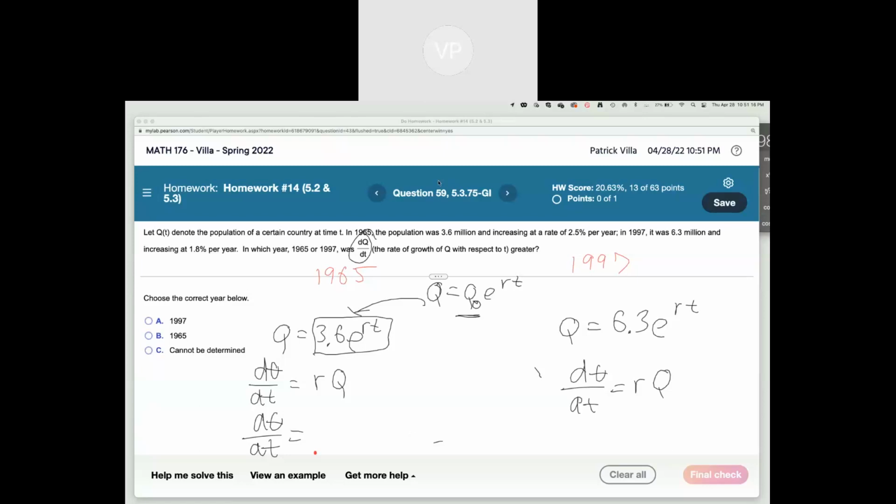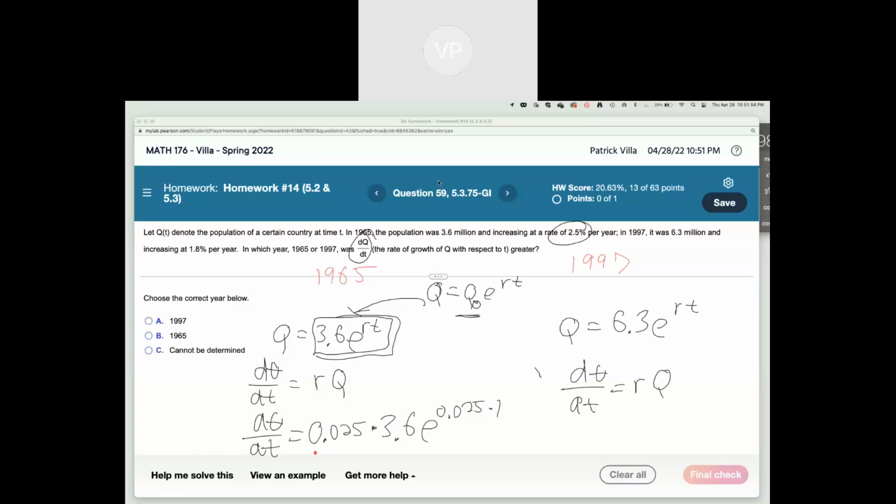Let me get rid of that. If you remember, for 1965, the rate was 2.5%, so I'm going to replace that rate with 0.025. And I'm going to replace Q with this box right here, which is 3.6 e to the same rate, 0.025. And we want to see what happens when they want to know the growth rate. We want to find it 1 year after. What happens a year after? What's the speed? How fast is it changing in that same year?